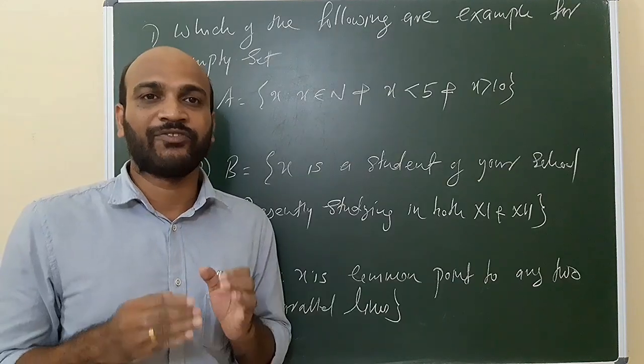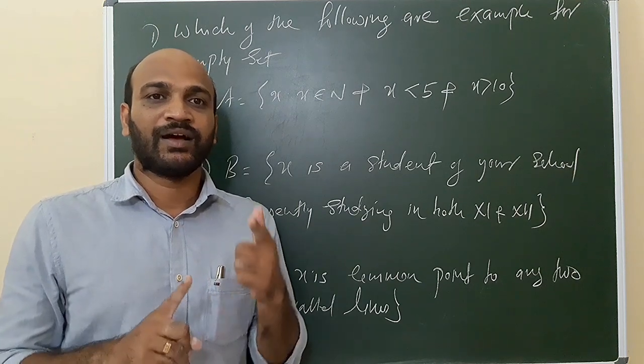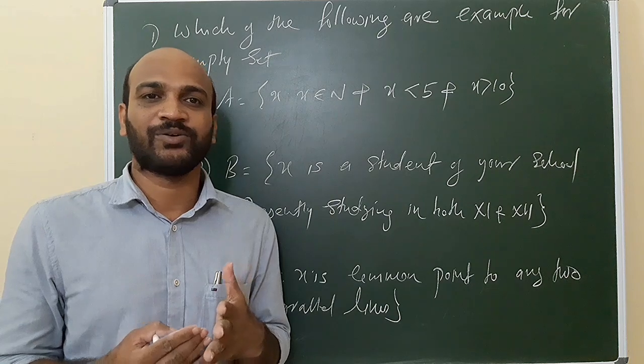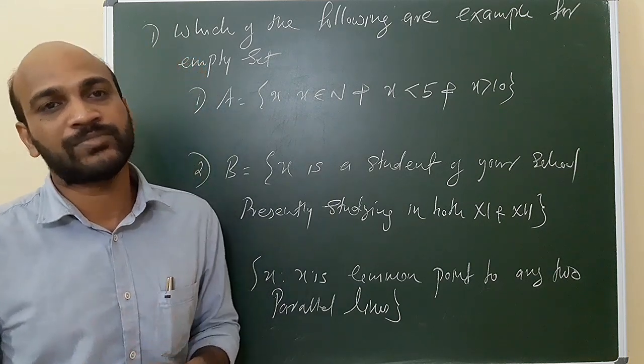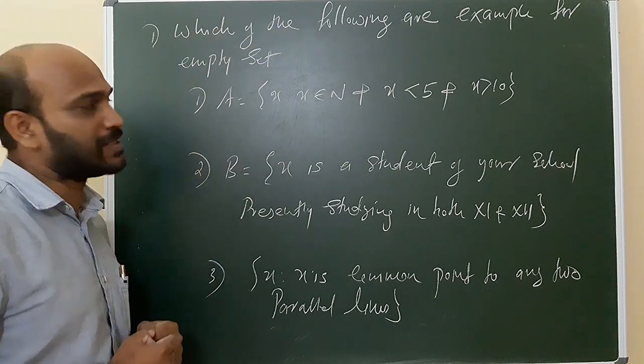We discussed different types of sets: empty set, finite, infinite, equal sets, equivalent sets, singleton sets. So now we can do some problems. Which of the following are examples for empty set?